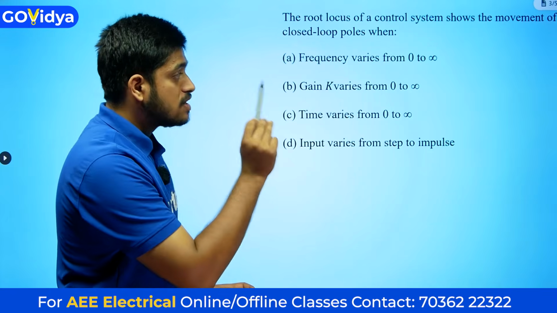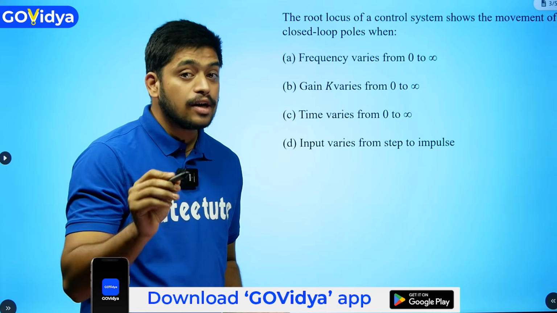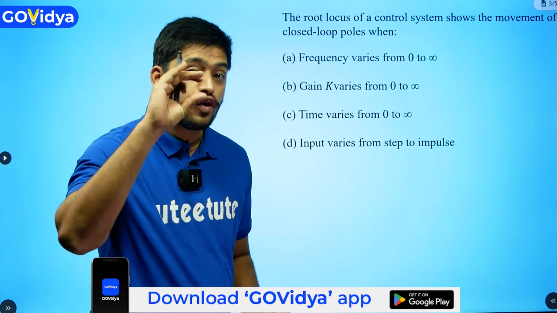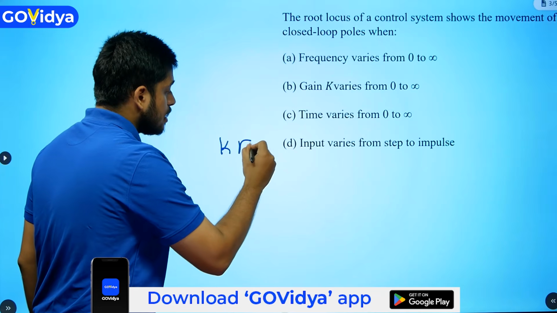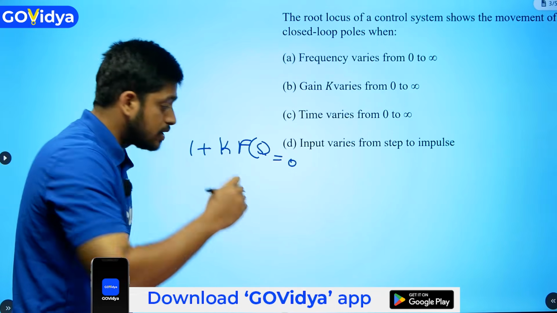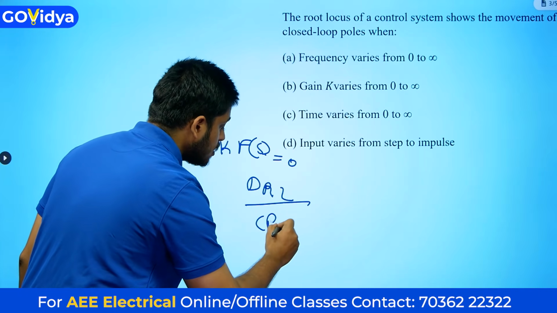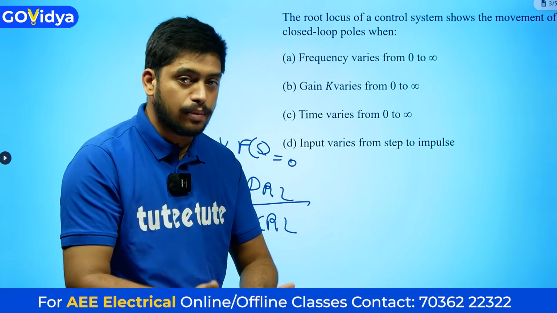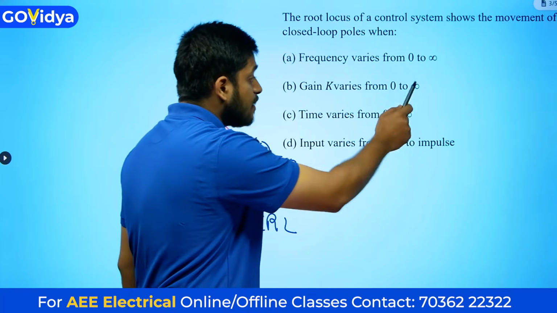The root locus of a control system shows the movement of closed loop poles when, mainly, the root locus is going to depend on the gain. What is that gain? K. Based on the value of the gain K, 1 plus K f of s equals 0, we will have an equation to prove whether it is DRL or CRL. In any option, we are going to see whether the system is going to get direct root locus or complementary root locus. The main option is this K. So gain K varies from 0 to infinity.